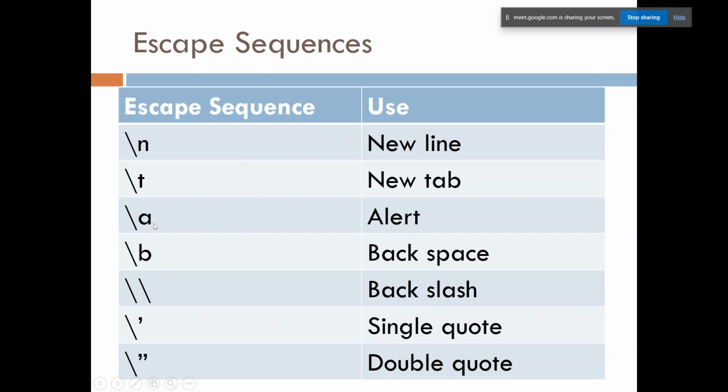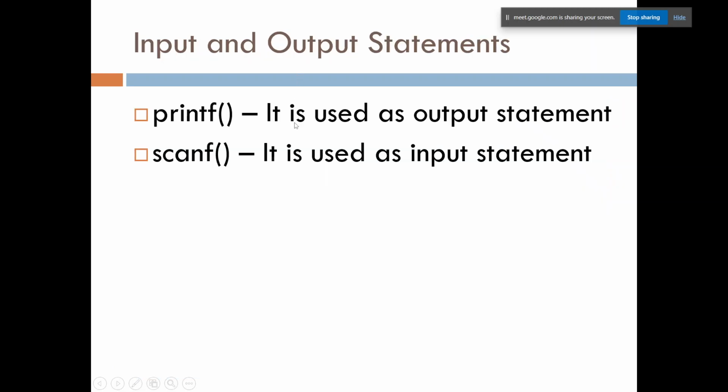And slash a means a small alert will come from the keypad, you'll get a small beep sound actually. And slash b is for backspace, guys. Backspace means the previous letter before slash b will be deleted. Double slash means you'll get a single slash, and slash single quote means you'll get a single quote. Okay, that's all about escape sequences.